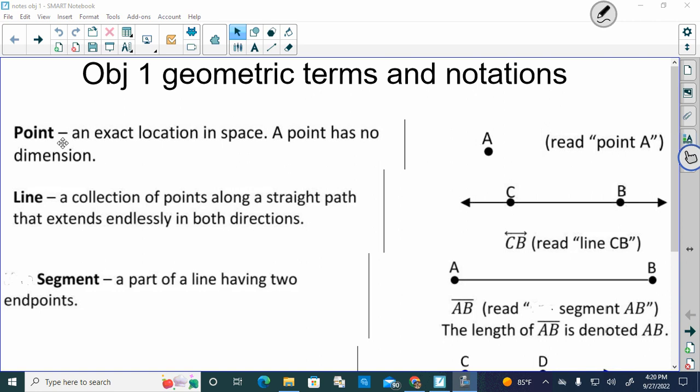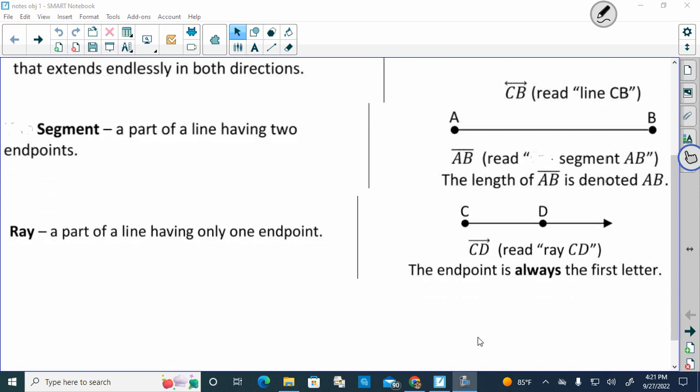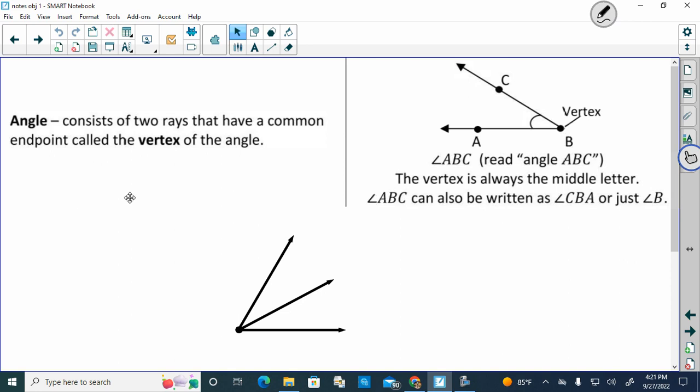Okay, so point, and then you'll write an example of what it looks like. Line, what the example looks like. Segment, what the example looks like, and what the notation is. Okay, for ray, same thing here: example, write what the notation is. Okay, for angle, definition, and then make sure you write this, and then write the examples out to the side. I'll come back and talk about this at the end of the video.